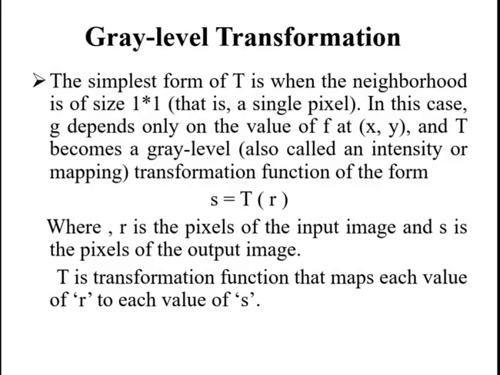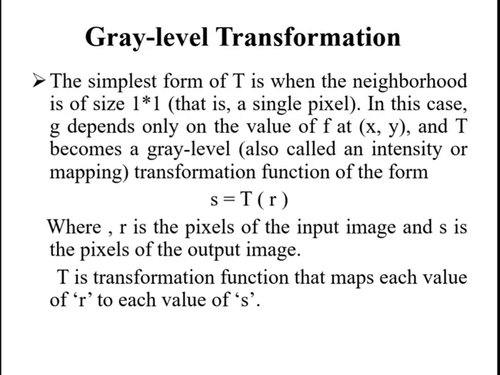Then our next topic is gray level transformation. In spatial filtering, the neighborhood along with a predefined operation is called a spatial filter, also referred to as a spatial mask, kernel, template or window. The type of operation performed in the neighborhood determines the nature of the filtering process.